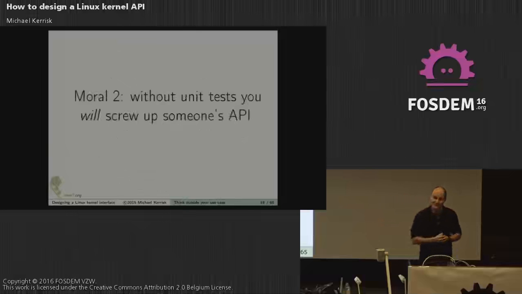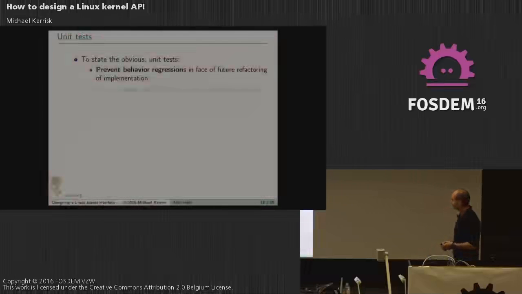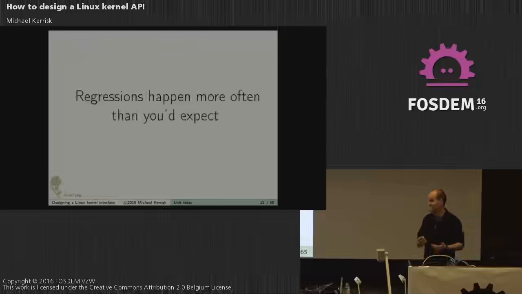The problem, of course, is there were no unit tests. And it's pretty much guaranteed that if you don't have unit tests, then eventually someone is going to screw up your API. Make some refactorings that'll change the behavior in subtle ways that may not get discovered for quite a while. So the obvious stuff, unit tests are about preventing behavior regressions, and even just making sure that as you go out the door, the API works as you advertise it's supposed to work.